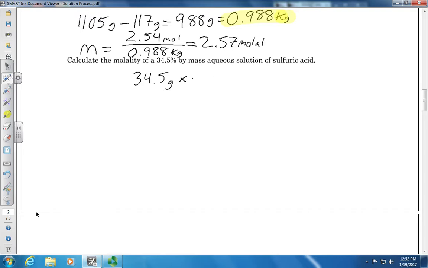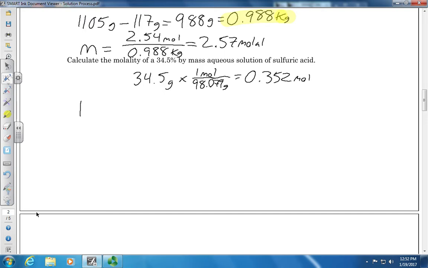And then we could simply divide by the molar mass, which is just multiplying by 1 mole over 98.079 grams. And that'll give us the moles of the solute, which is 0.352 moles. And then we need to figure out how many kilograms of the solvent we have, because we need to find the molality. So we have the moles of the solute. We now need to get the mass of the solvent.